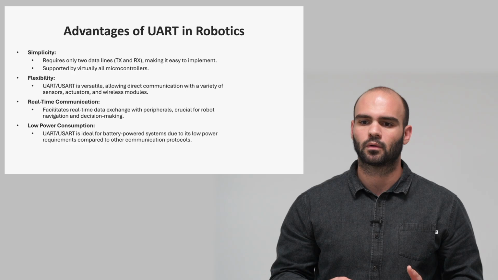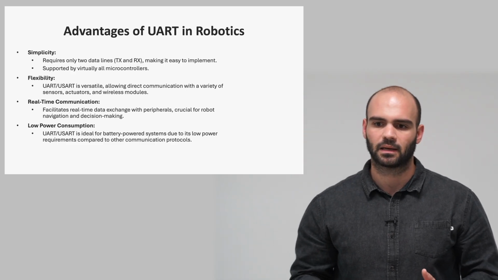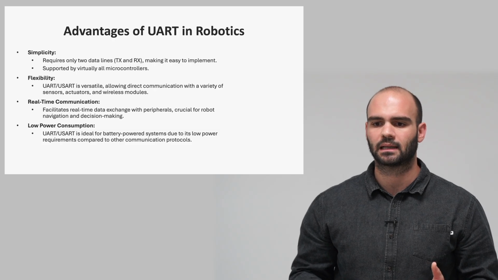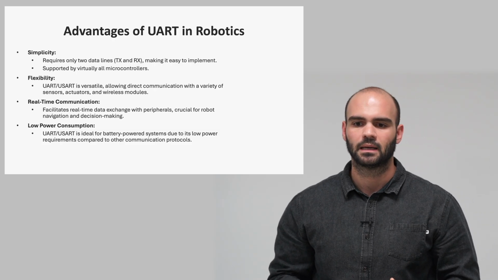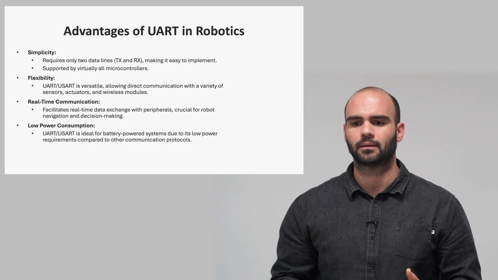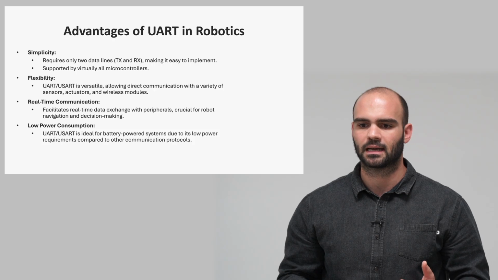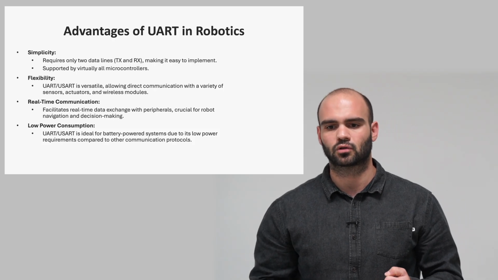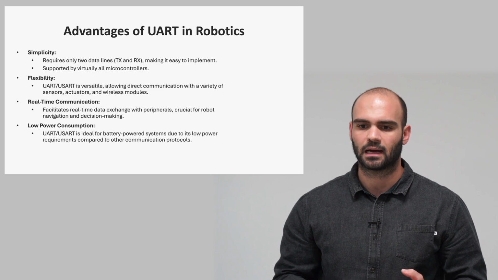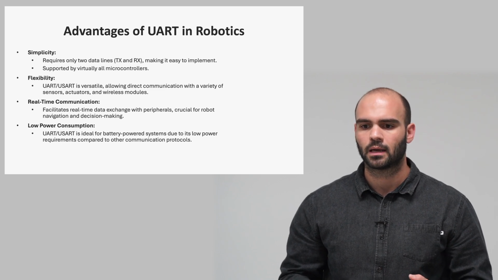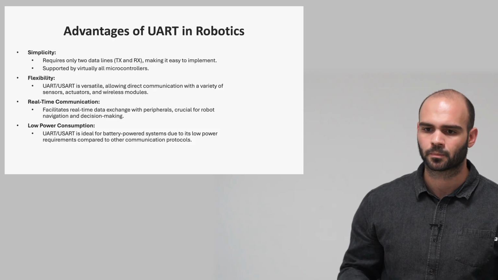Let's look at why UART is such a useful communication method in robotics. First, simplicity. UART only needs 2 main data lines, TX and RX, which makes it very easy to implement. It's also supported by almost every microcontroller, so it's compatible with a wide range of systems. Second, flexibility. UART or USART can communicate directly with many types of devices, like sensors, actuators, and wireless modules, making it a very adaptable option for robotic applications.